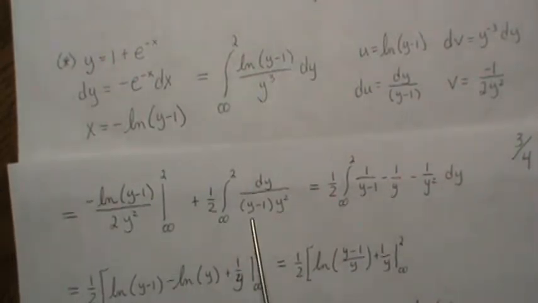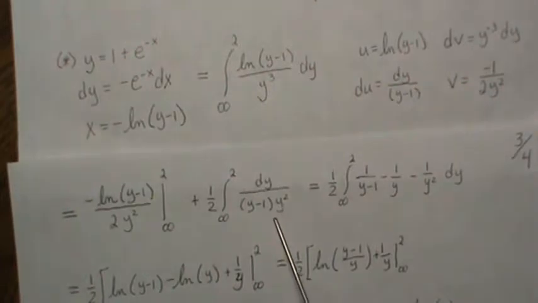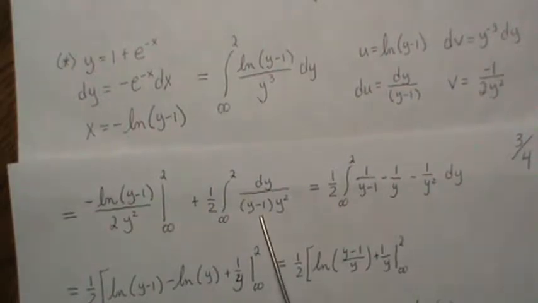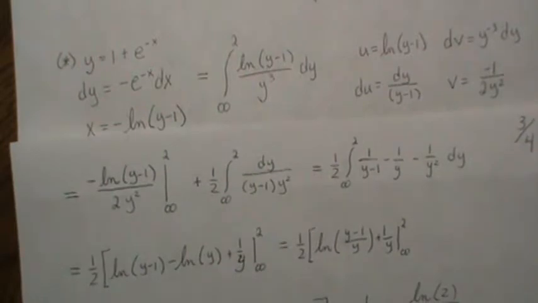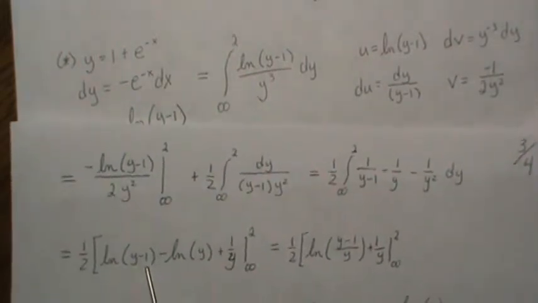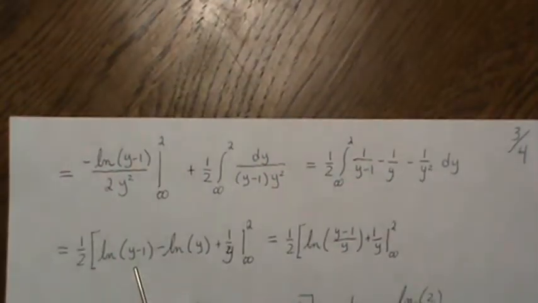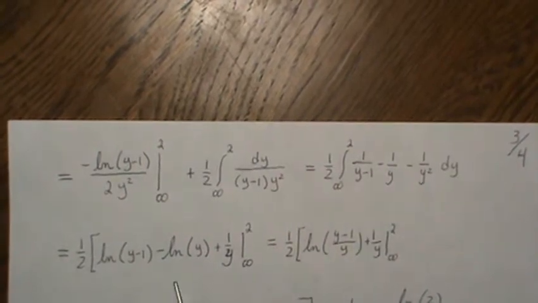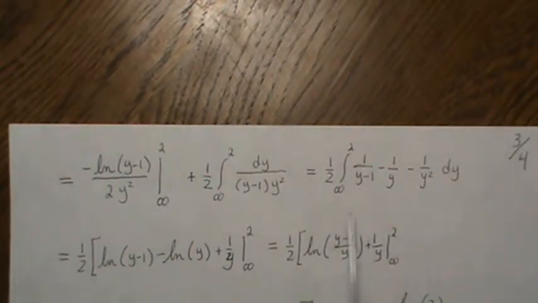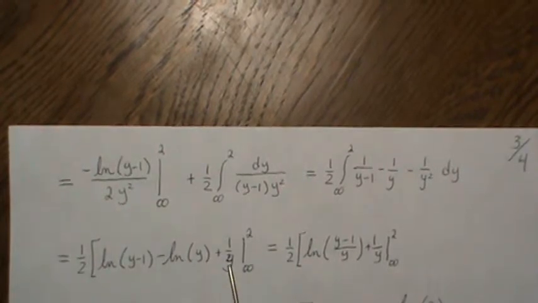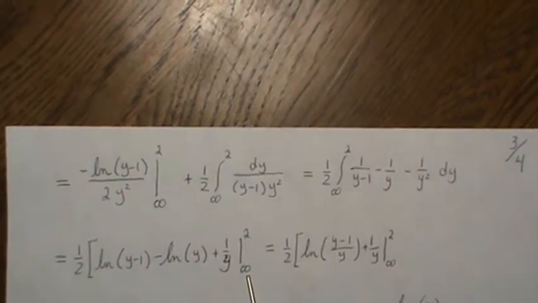So this is 0. And then here, there's probably a slick formula, but I didn't know it. So I used partial fractions to come up with this. And then you integrate each piece separately, and you come up with this. So that is the log of y minus 1, log of y, plus 1 over y. It goes from 2 to infinity.